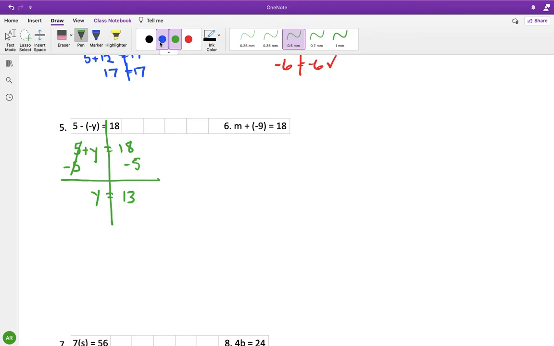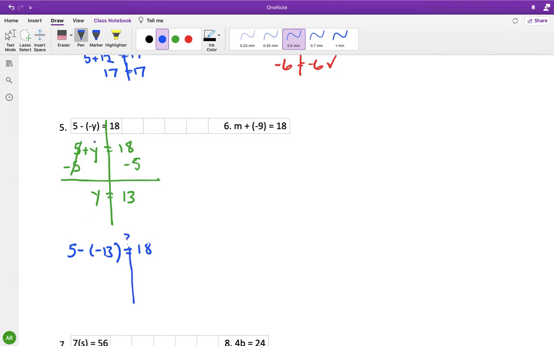Now let's check this one. So 5 minus negative 13. Why am I putting a negative in there? Because remember, y is 13. This negative sign is just in front of it. So I still have to put that in like that.